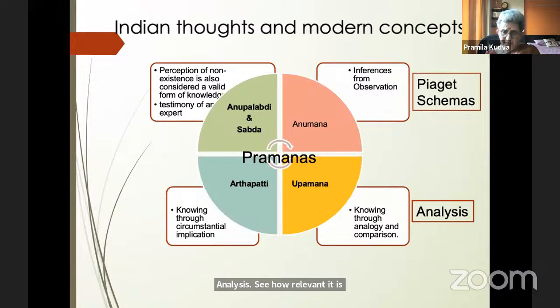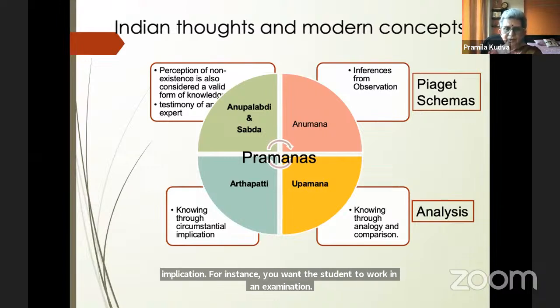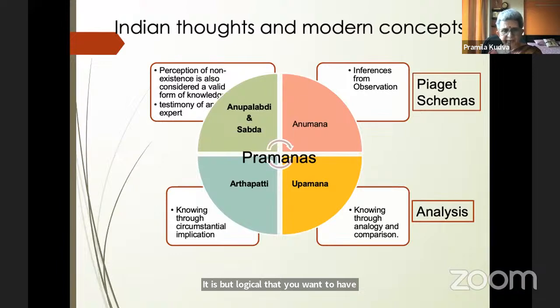And the next one is Arthapati. Just give me a minute. Arthapati is knowing through circumstantial implication. For instance, you want the student to do well in an examination. It is but logical that you want to have success in the exam. What you need to do is to have regular study.